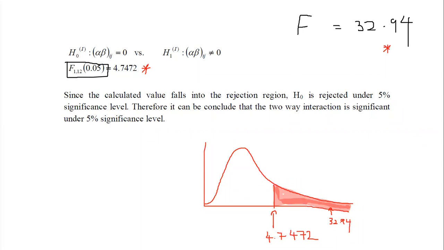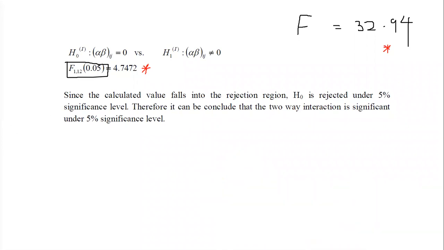Therefore, since the value falls into the rejection region, we can simply say that we are going to reject our null hypothesis under 5% significance level. Therefore, if you are rejecting the null hypothesis under 5% significance level, what you can comment more on this is you can say that existence of two-way interaction is significant.